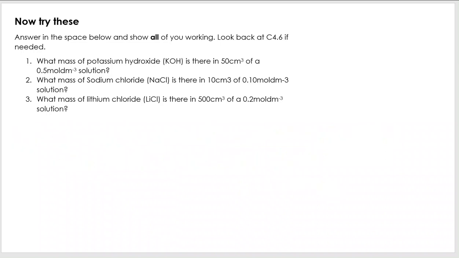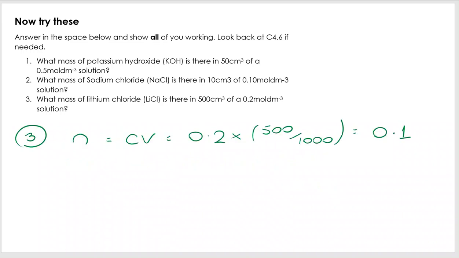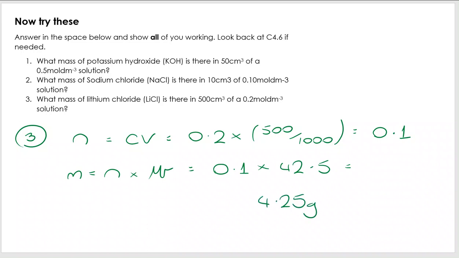And let's have a look at the final one. So on here, my number of moles is concentration times volume. That's 0.2 times 500 over 1,000. I've got 0.1 moles of lithium chloride. I multiply that by its Mr, 42.5. I have a mass of 4.25 grams.